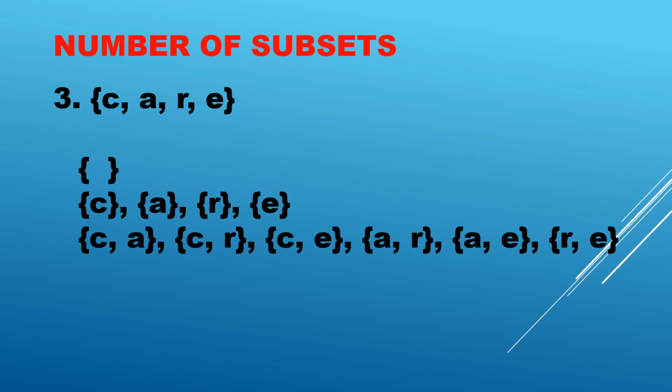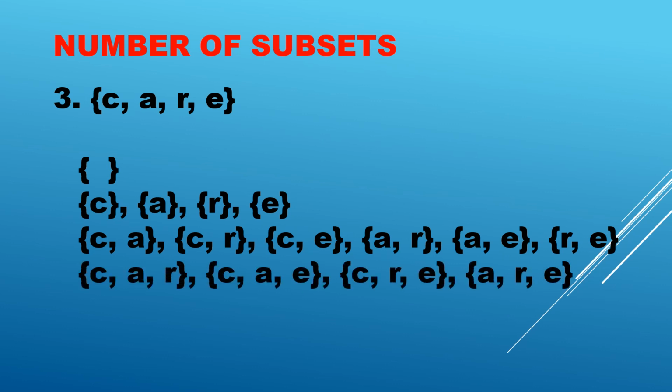Now let's have a combination of three letters. We have CAR, okay, this one. CAE, okay, this. Then CRE and ARE. So you have it there. Then the last is a combination of four letters. And we have CARE. Okay, so baliktarin mo naman sila, pareho lang yan.